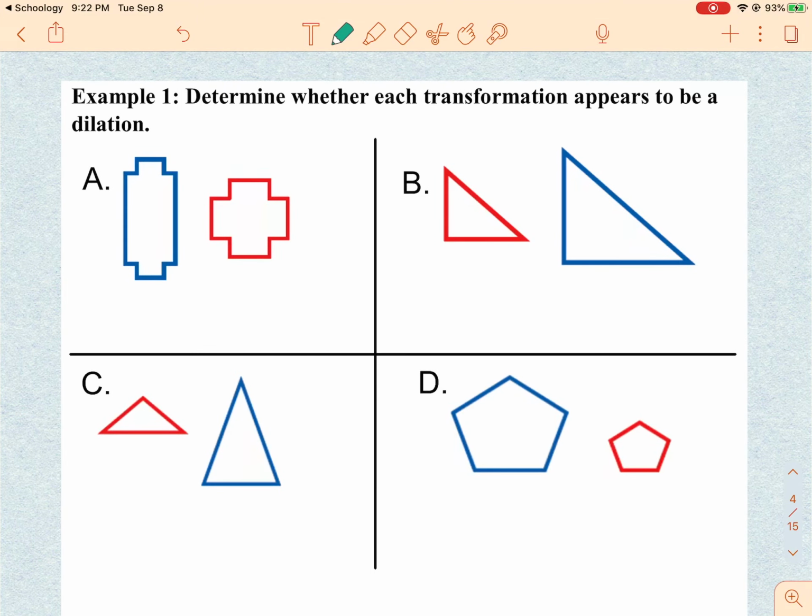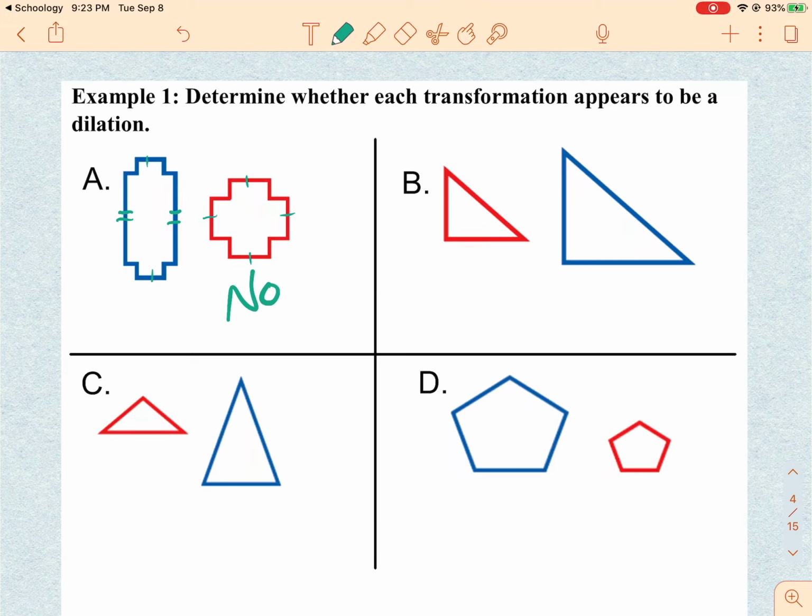With that idea of being an exact replica, but just bigger or smaller, look at these figures and determine if each transformation appears to be a dilation. Looking at the first one, I hope you would say that that is not, because those are not the exact same figure with one just bigger or smaller. On the red one, those four sides all look the exact same size, but then when you got to these, it's clearly not the same size on each of those sides.